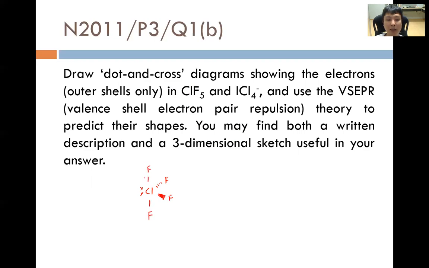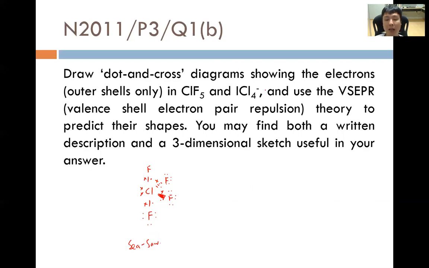Anyway, I understand that I didn't really draw a dot and cross diagram, but if you were to put in a dot and cross diagram, it would just replace it like this. And then fluorine will be like this. Okay, but anyway, the shape of this is a seesaw shape.